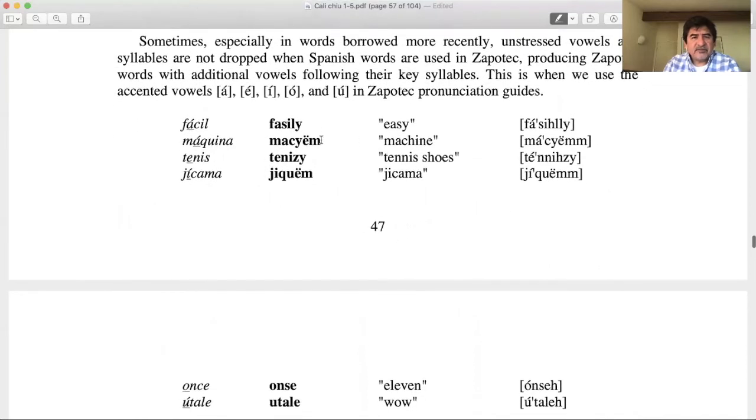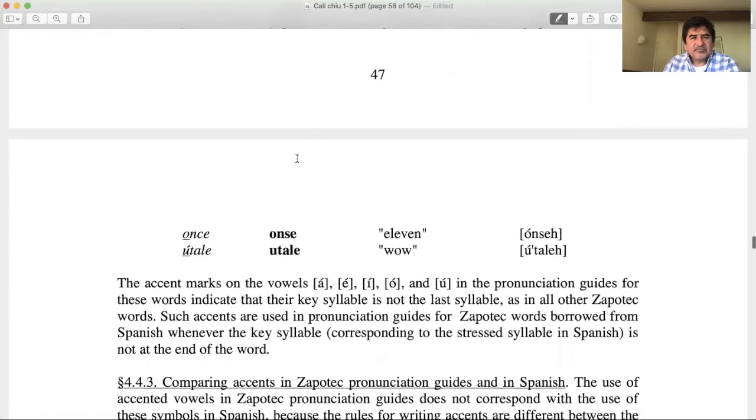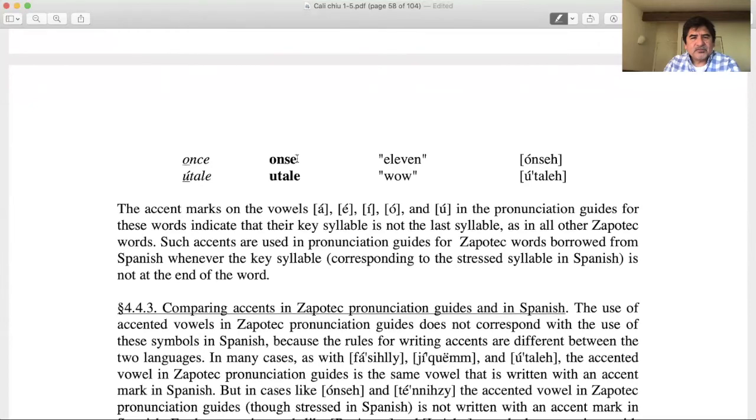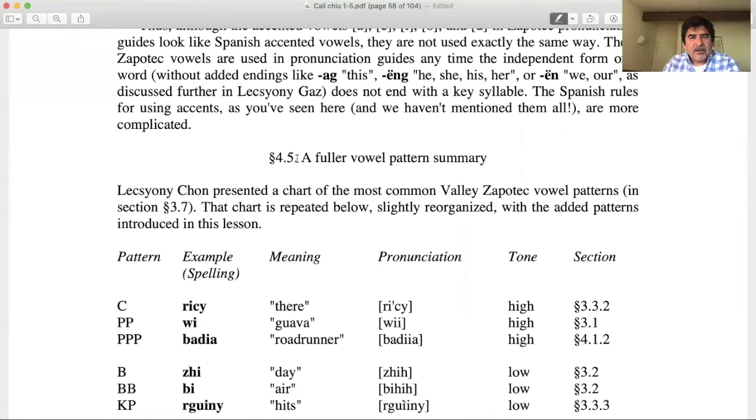So we have here from fácil, as you can see here, and we actually have the Spanish words here, and then we have the Zapotec words. So fácil, again, Macam, tenis. Remember the difference between the S and the Z's, please. Hikem, once, útale.